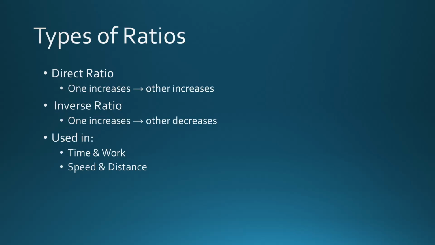Now there are two types of ratio. One is direct ratio, another one is inverse ratio. Direct ratio means one increases, the other one increases as well. Inverse ratio means one increases, the other one decreases. Now this concept is used in time and work and speed and distance, which we will cover in our next videos.